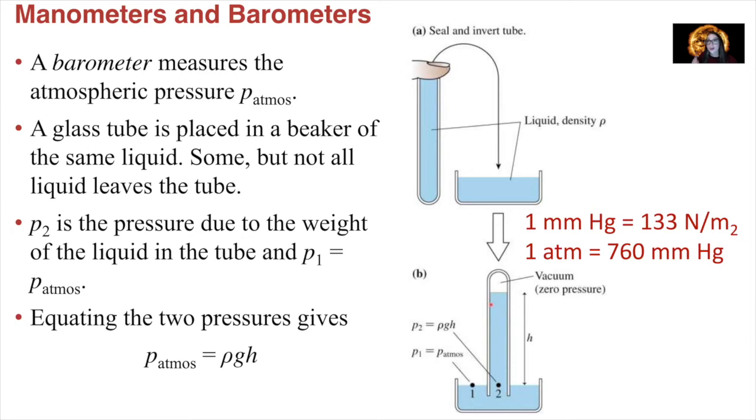Okay, and so another unit we can use to measure pressure is what we call a millimeter of mercury. That's this mmHg. And it comes from this experiment right here, or these barometers right here.